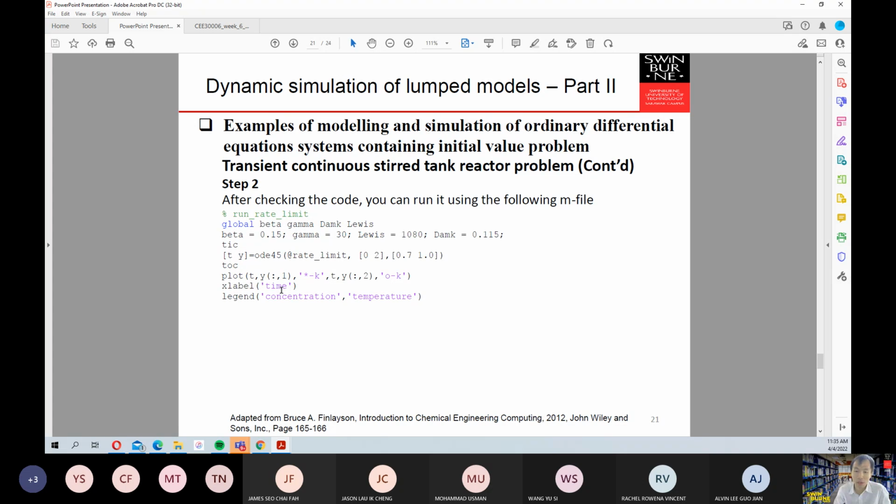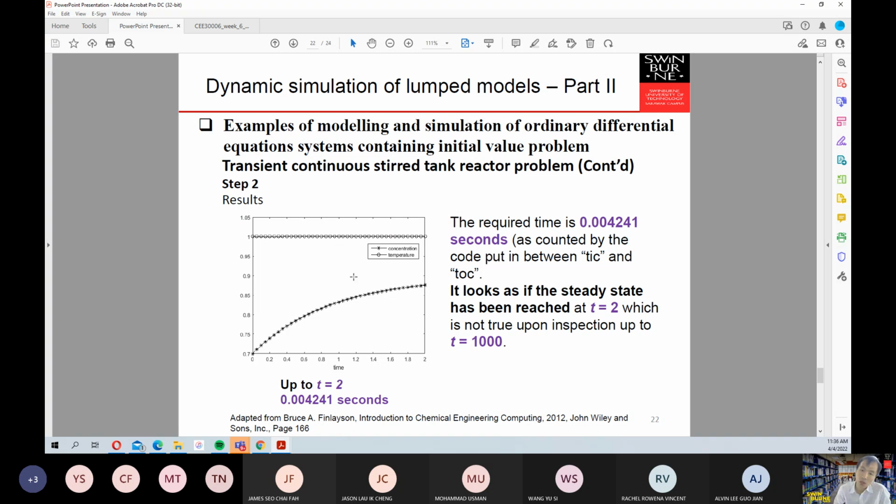Then you want to plot the concentrations at different times and also the temperature. So what happens if you do these things from 0 to 2? You see that the concentrations in here start increasing. This is the temperature when you try to solve from 0 up to 2.